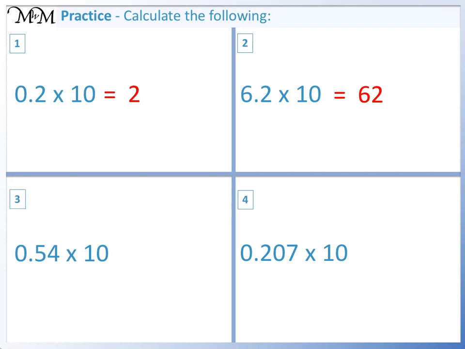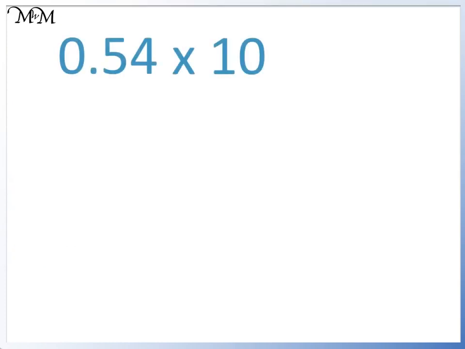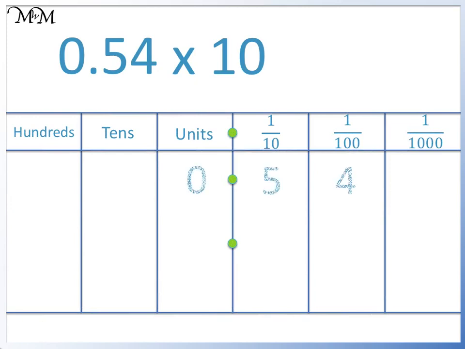Question 3. 0.54 times 10. We begin by moving the 5 one place to the left. The 4 will then follow. It moves one place into the tenths column. 0.54 times 10 equals 5.4.